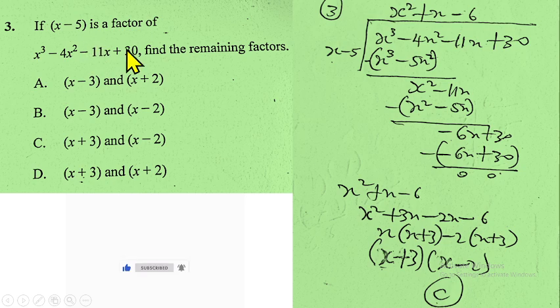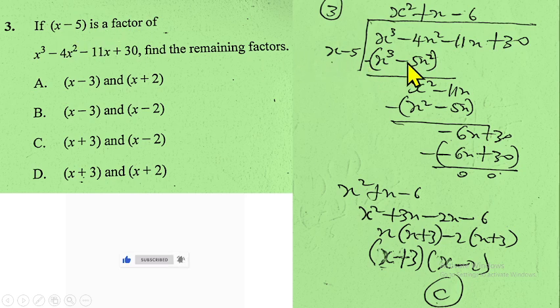x minus 5. So from there, we know that if this is a factor of this, then when this one divides this one, it should give us no remainder. So it should give us 0 as the remainder. Because this is a factor of this, as you have been told, you have to get the remaining 2 factors. So that means we can use this to divide this. Then whatever we get as the quotient, which is going to be a quadratic expression, we can now simplify to get the remaining 2 factors. And that's what we have done here, right?